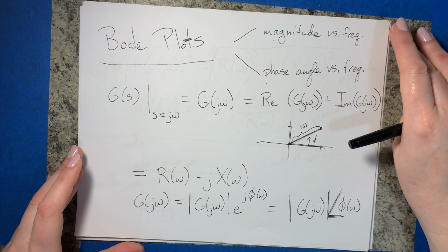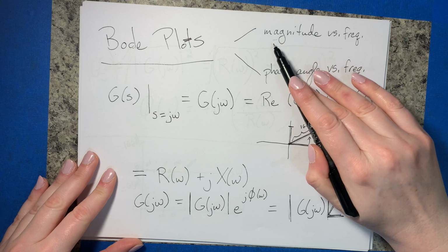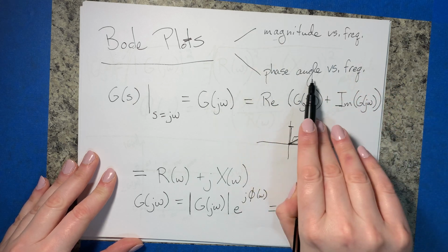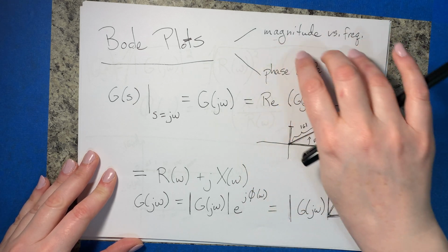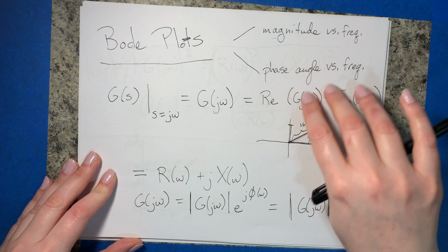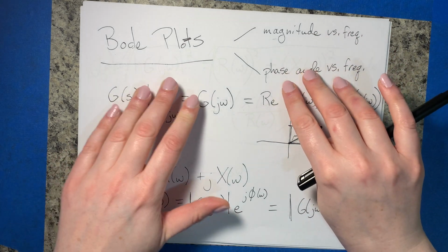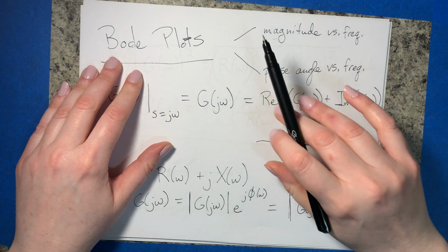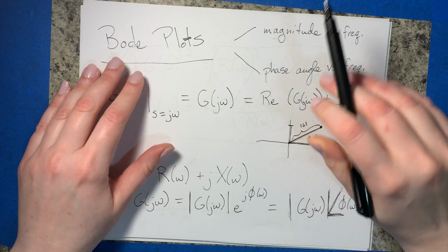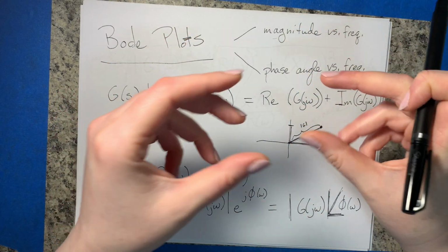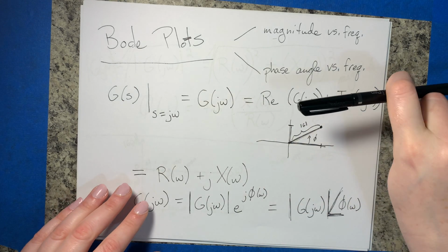What that means is that you'll have two subplots, magnitude and phase angle respectively, each versus frequency, and we plot these together. And when you talk about a Bode plot, you're actually talking about these two subplots plotted as a unit, just these two subplots versus frequency.